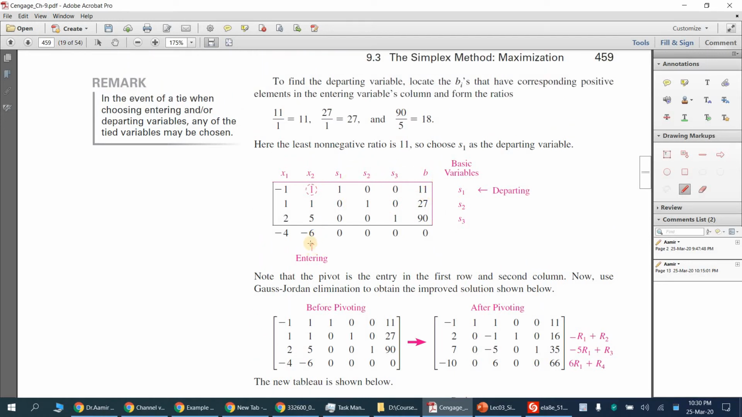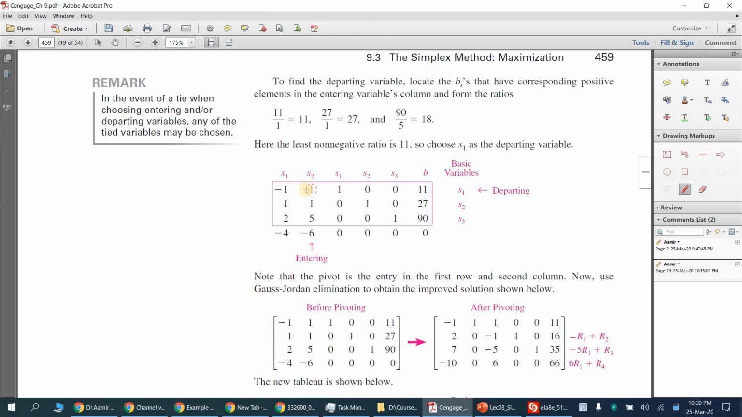This is the entering variable x2. This one over here, s1, is the leaving variable. Okay, clear? So the intersection of this row and that column will give you the pivot variable. The pivot variable is 1 in this case.